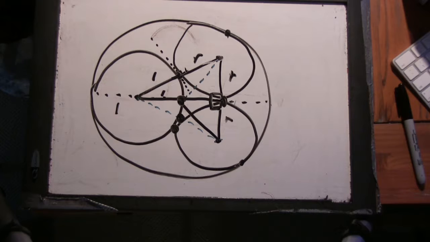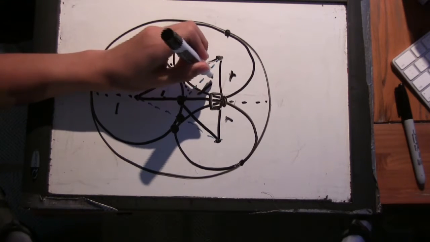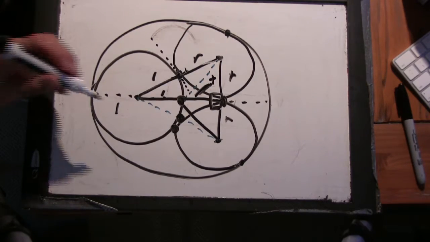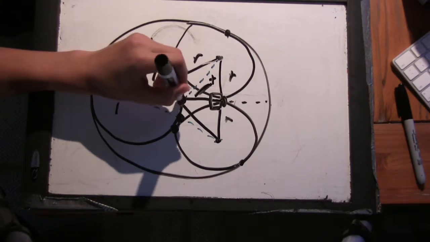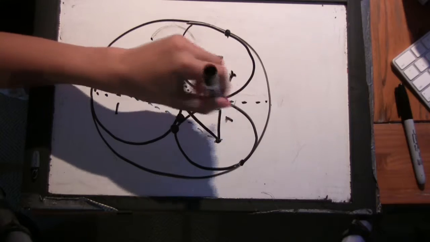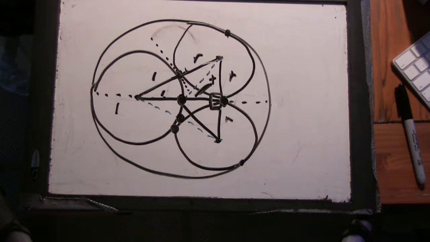Okay. And then we have this length, which we don't know. We'll just call that X. We don't know anything about this length except that it goes from the center of the big circle to the point of intersection between these two. We don't know what that length is. So for now we have two right triangles and two unknowns.